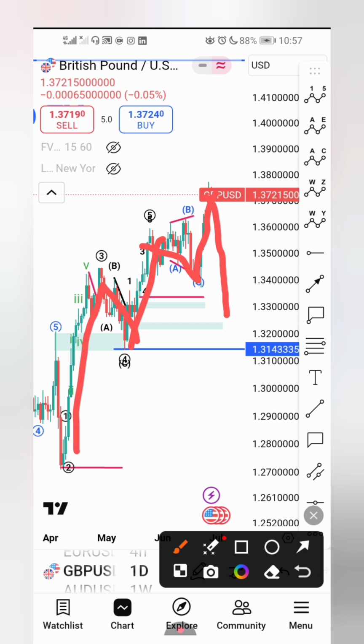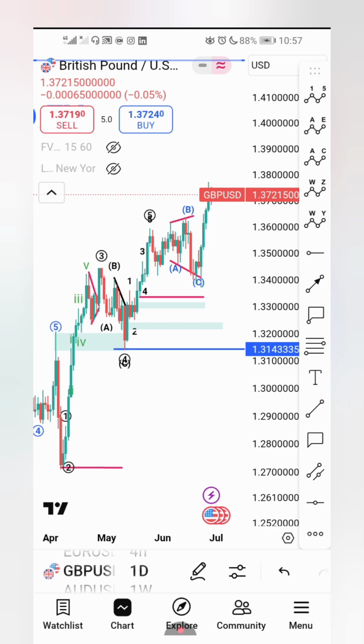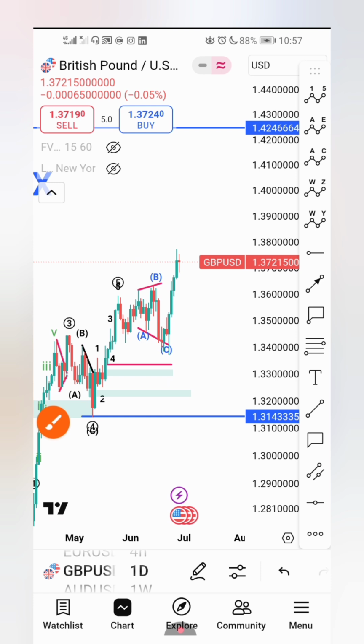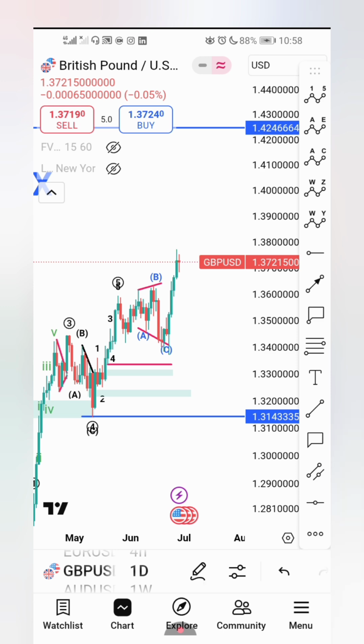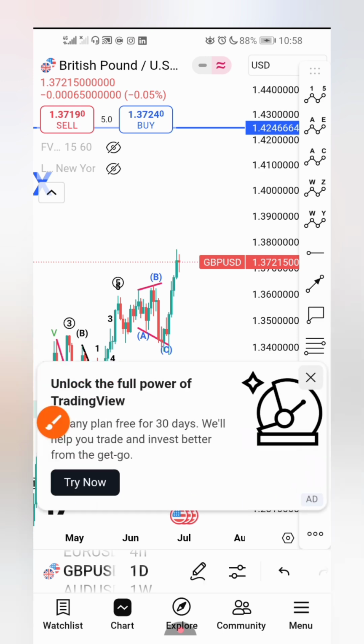But first of all, what I'll be looking at is a sell setup. I'm looking for a sell setup, maybe here or here. Anywhere I see a setup around there, then I will sell to that place down. That is what I'm looking for now, a sell setup. I'm not buying now.